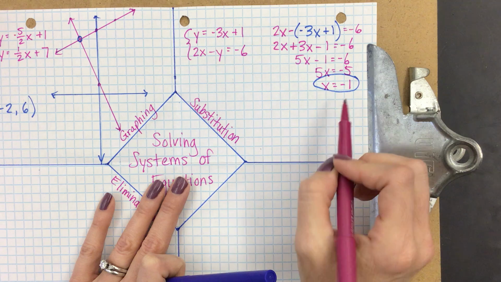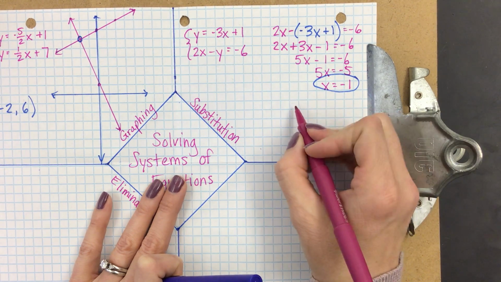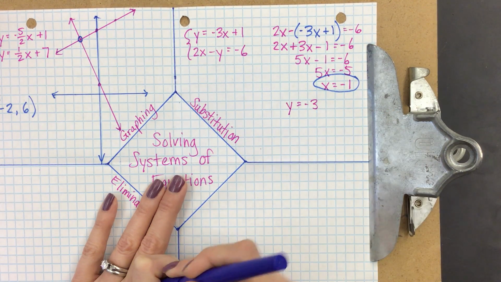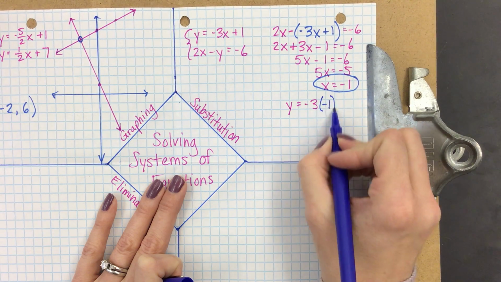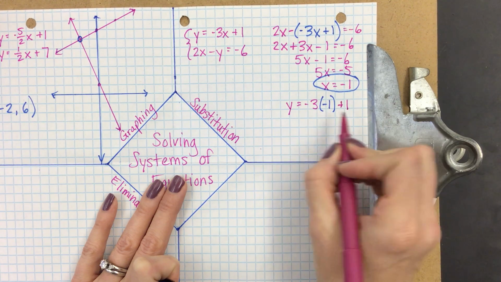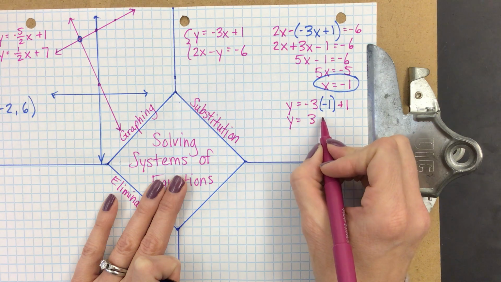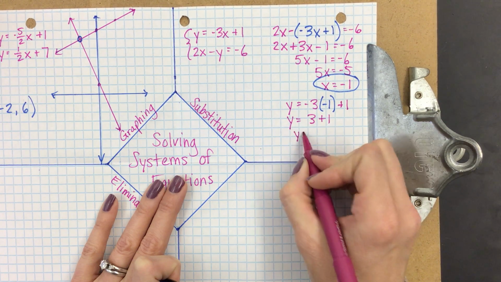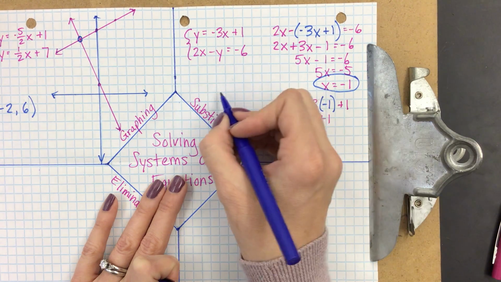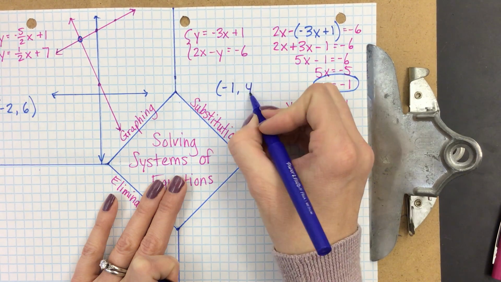Now, it doesn't matter which equation you plug it into, the first one or the second one, and then you'll solve for y. I'm going to just use the first one. Since x is -1, I will plug in -1 here for x. And then I'll solve regularly. So -3 times -1 is +3. 3 plus 1 is 4. So our solution this time is x is equal to -1, y is equal to 4.